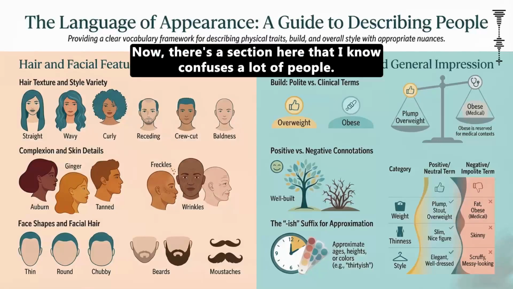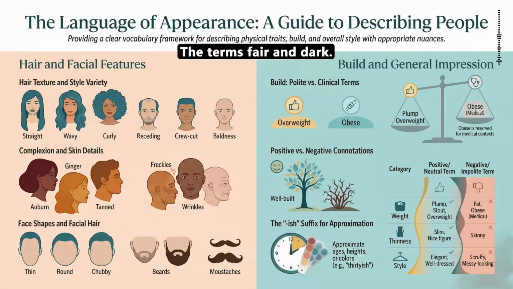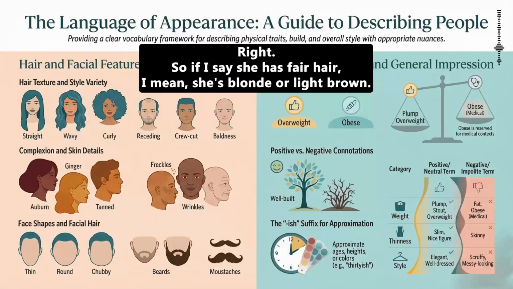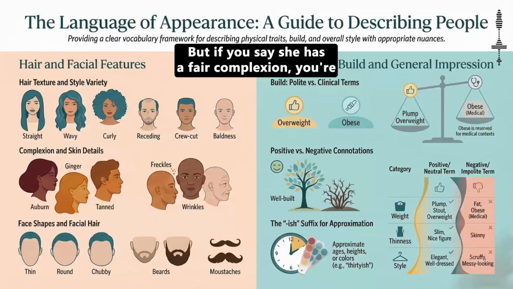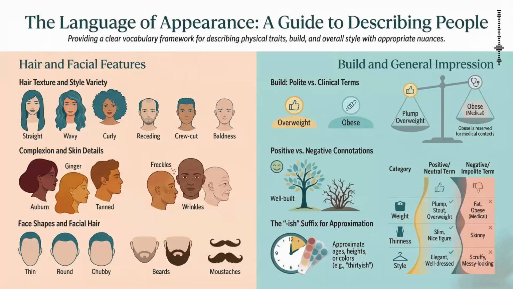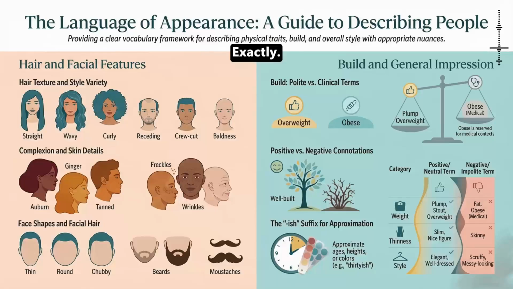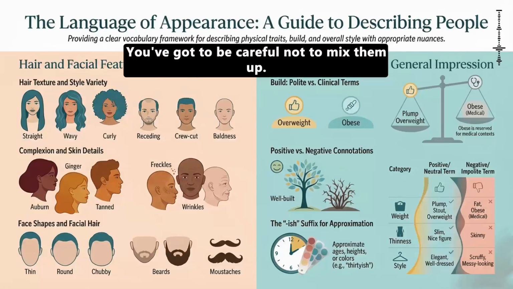Absolutely. Now, there's a section here that I know confuses a lot of people. The terms fair and dark. Oh, the fair trap. This is a classic. It is, because fair and dark are chameleons. They change meaning depending on what they're attached to. Right, so if I say she has fair hair, I mean she's blonde or light brown. Correct. But if you say she has a fair complexion, you're talking about her skin tone, light or pale skin. You can have dark hair and a fair complexion. Like Snow White. Exactly. And dark works the same way. Dark hair, dark complexion, you've got to be careful not to mix them up.